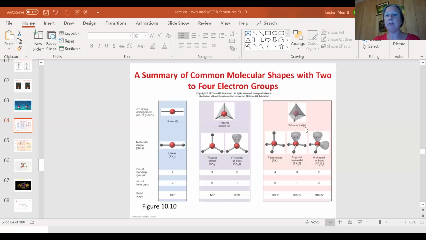So here is the electron group number 4, tetrahedral. That's the electron group arrangement. Because I have no unshared pairs to push any of these around, the shape is also going to be tetrahedral. So both carbons are going to have this shape.